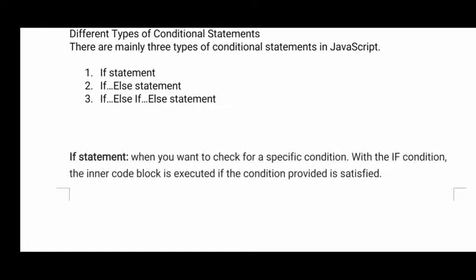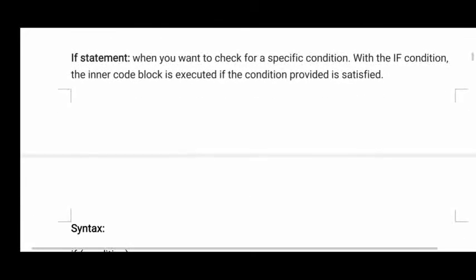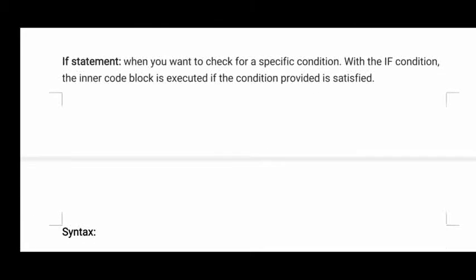Now, one category of the conditional statement is the if statement. When you want to check for a specific condition, and you want to execute a statement only if the condition is true, and if the condition is false you don't want to execute anything, in such cases you can implement the if statement. This if statement will check only for the true value. If it is a false value, nothing will be executed from this category.